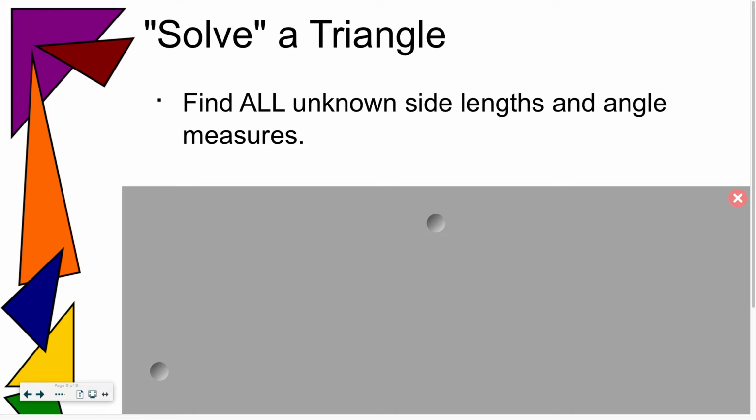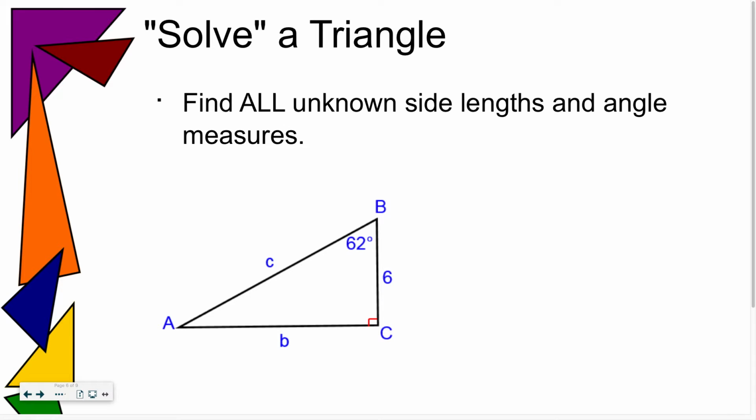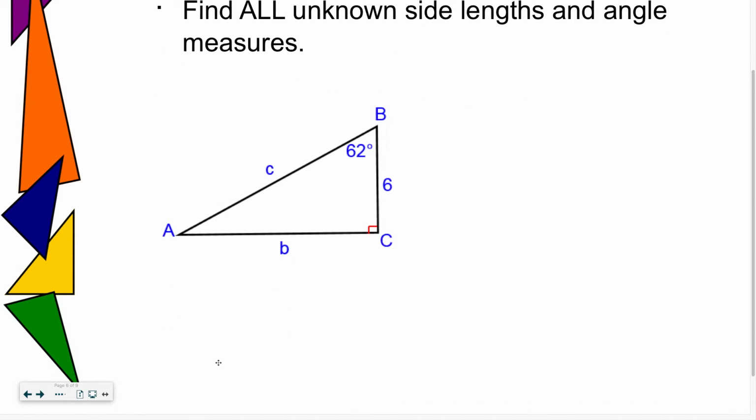Obviously, in order to be able to solve, some pieces of information will be given to you. Usually it's about 3 pieces of information. So here's an example without any context, where I just give you like a triangle ABC, and let's say I said, solve the triangle.